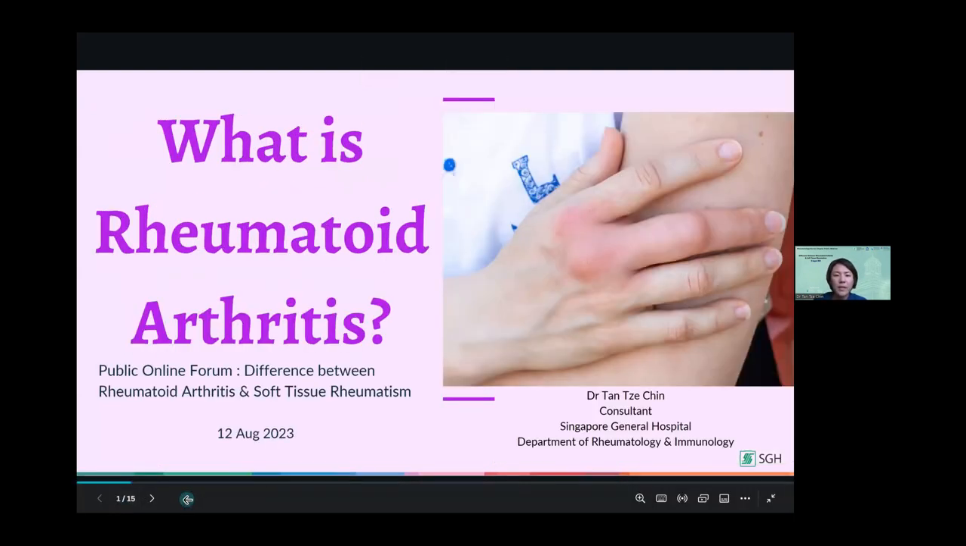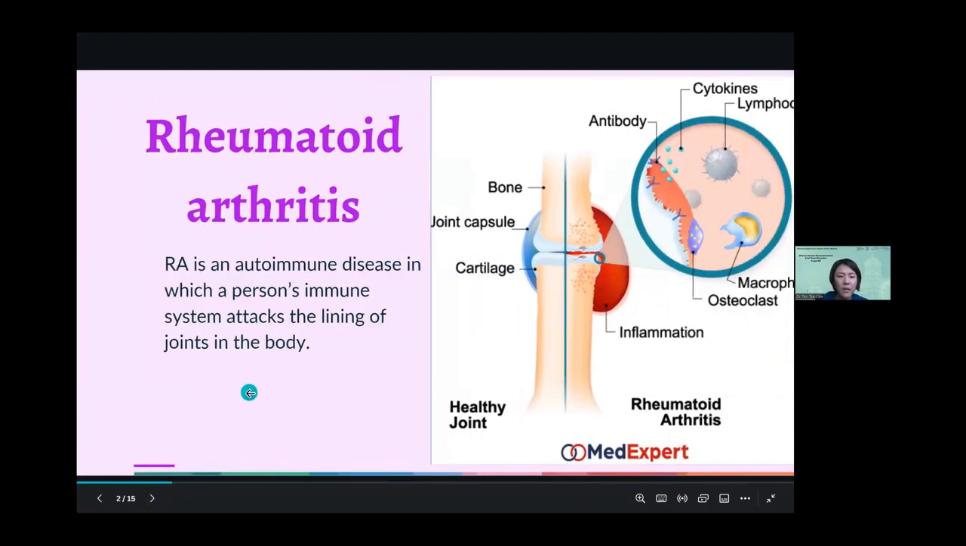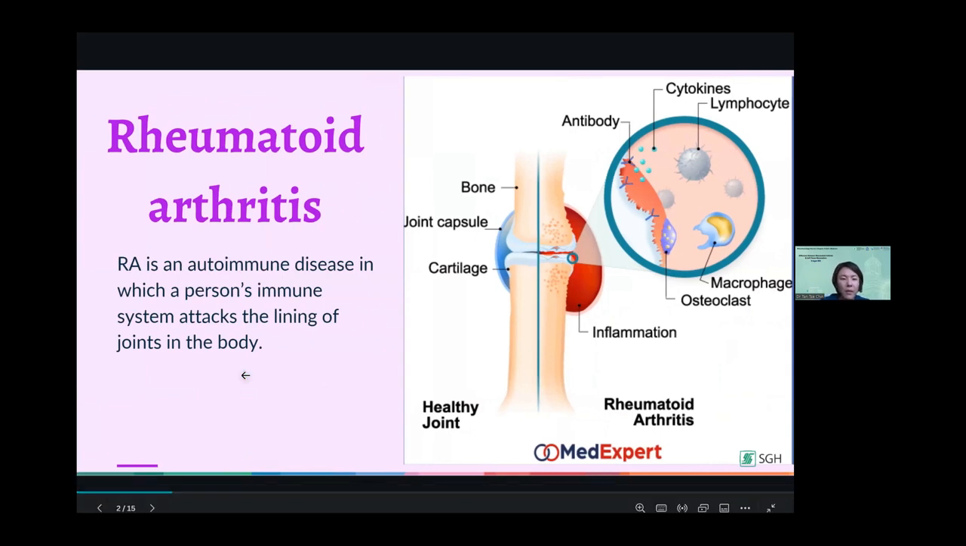Rheumatoid arthritis is an autoimmune disease in which the immune system attacks the lining of the joints in the body. This results in inflammation and swelling of the synovial membrane surrounding the joint, as what you can see in the picture on the right here. The red area is where the synovial membrane is inflamed and swollen.